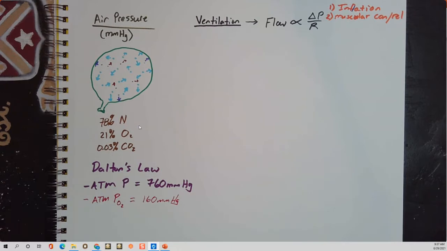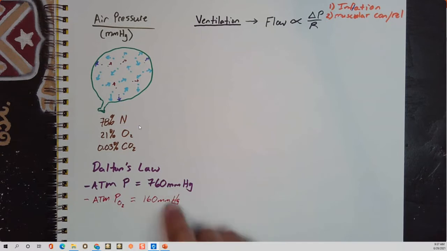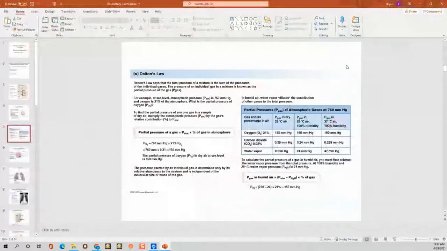You must know this number. Memorize it, or memorize 760 if you have to go that route, but then you've got to memorize a whole bunch of numbers and do some math. Just memorize this number. Atmospheric partial pressure of oxygen, 160 millimeters of mercury. Okay? Get a tattoo? Not really. Right in the middle of your forehead. You'll never forget. All right, let's get rolling.